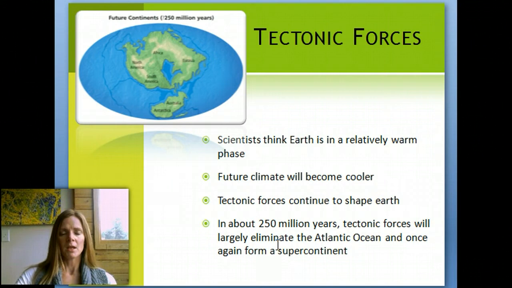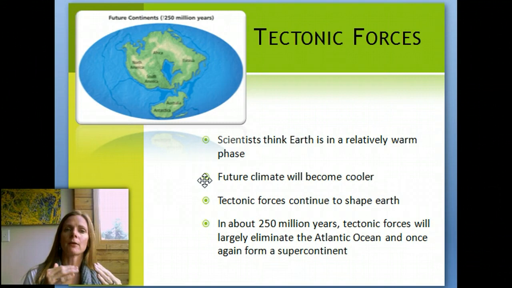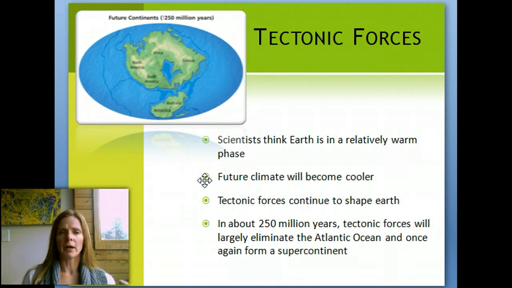Okay? Tectonic forces. So scientists think that Earth is relatively in a warm phase right now. Future climates could become colder, which is interesting because a lot of times when you look at the patterns of temperatures over even just the last decade, I can't really see a trend in us getting colder. Sometimes it seems like it gets hotter. So it just depends. But over a long time period, many scientists do think that our climate will get much colder. Tectonic forces continue to shape the Earth.